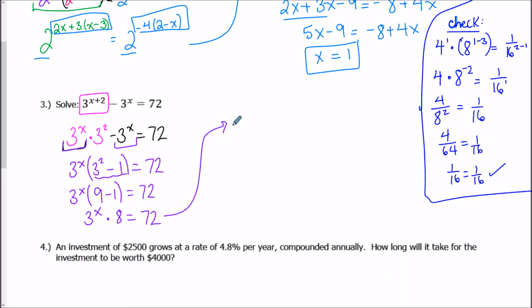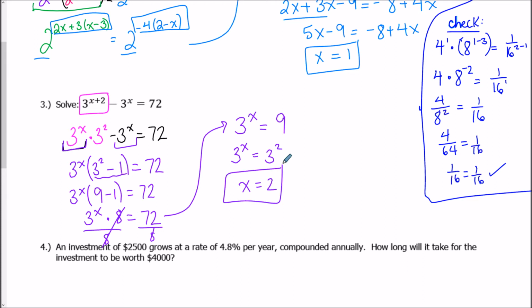Okay, now what I'm going to do is I'm going to divide both sides by 8 to get this 3 to the power of x alone. So I end up with 3 to the power of x is equal to 72 divided by 8, which is 9. So 9 is 3 to the power of 2, so x has to be 2. And that's my answer for this question right here.